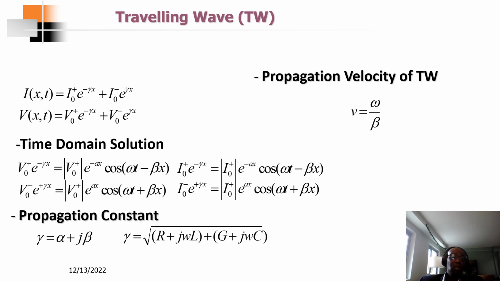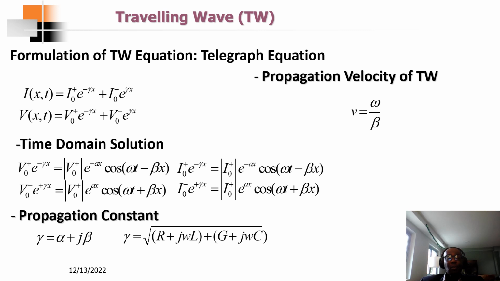So we have the voltage traveling wave and the current traveling wave from each side. From the left, voltage traveling wave from the left side, voltage traveling wave from the right side, current traveling wave from the left side, and current traveling wave from the right side, and the propagation constant, gamma, and the velocity of the traveling wave. That is the telegraph equation.